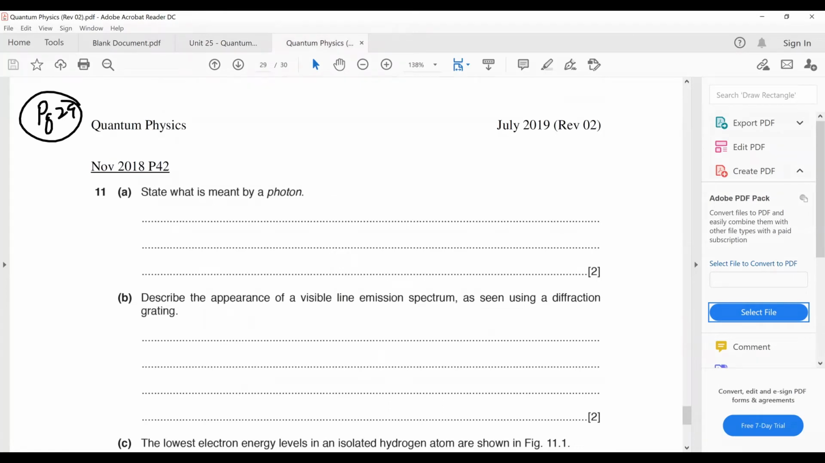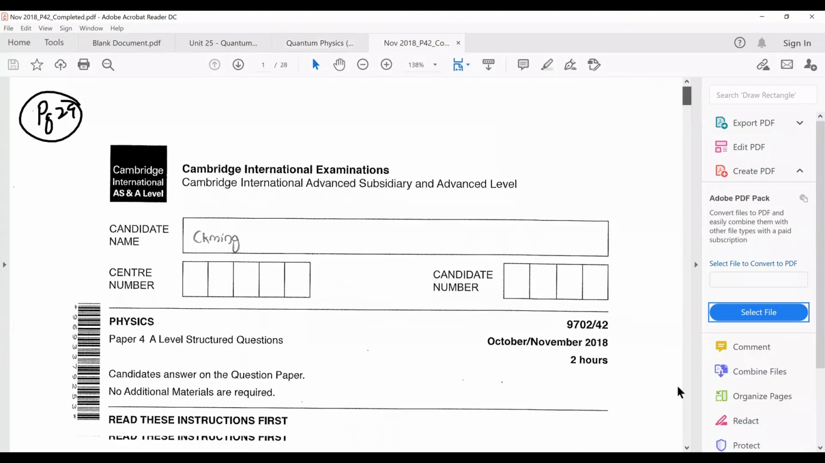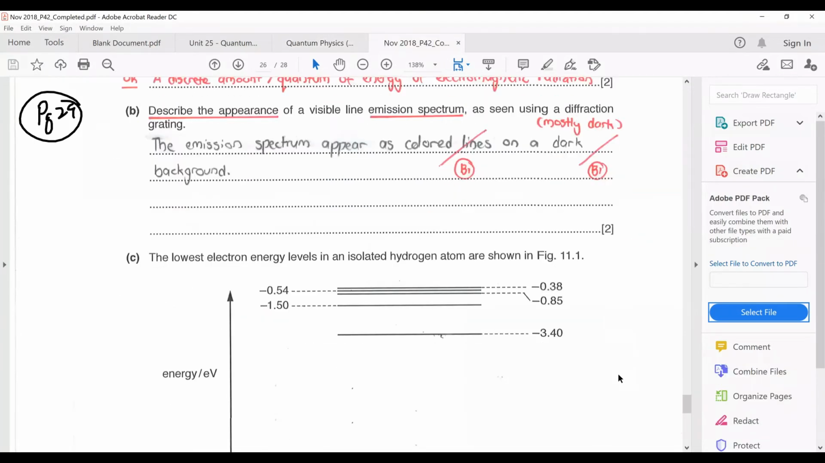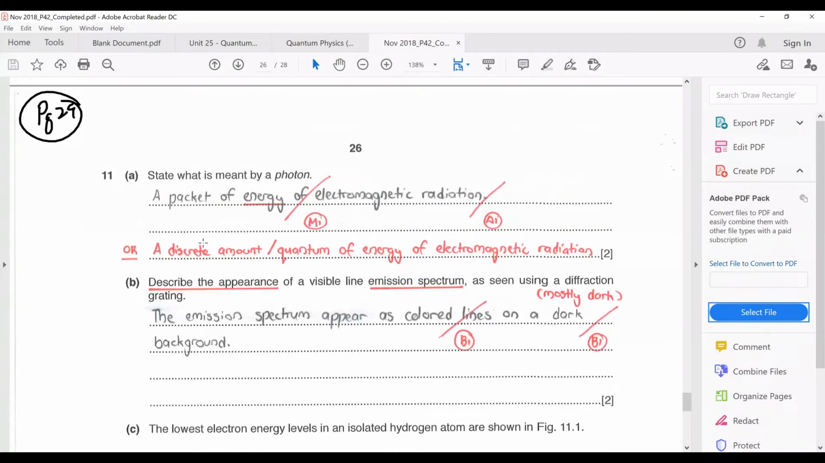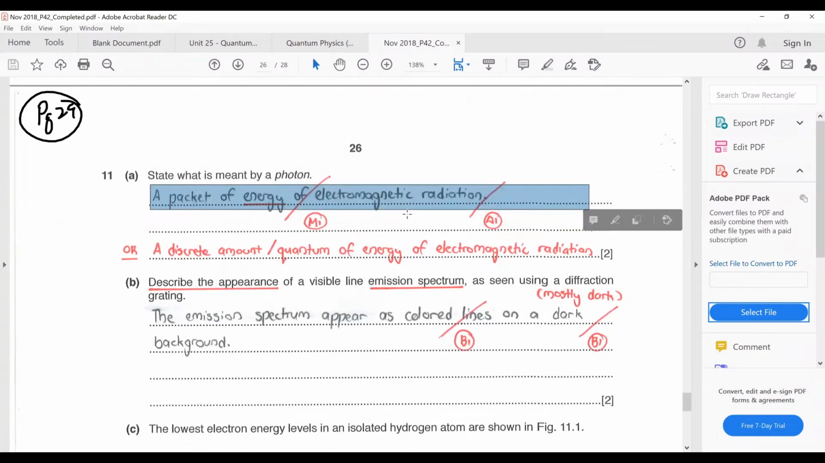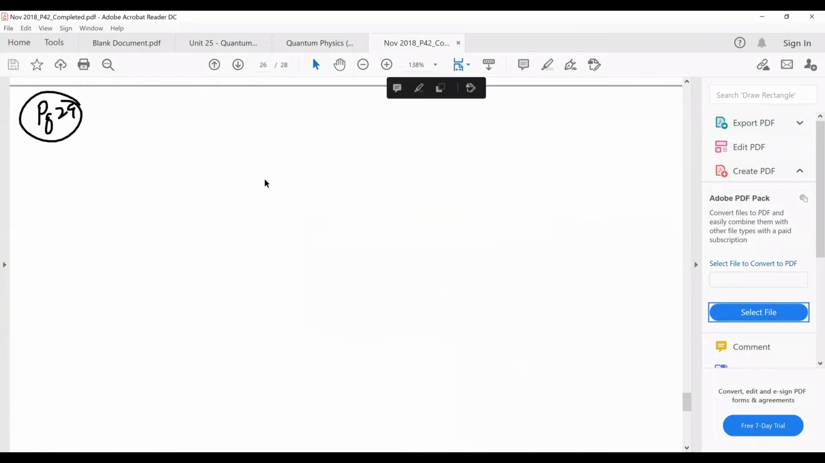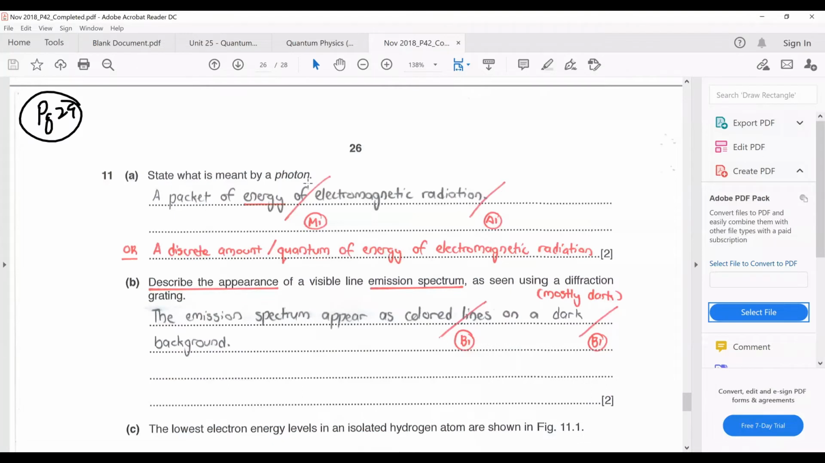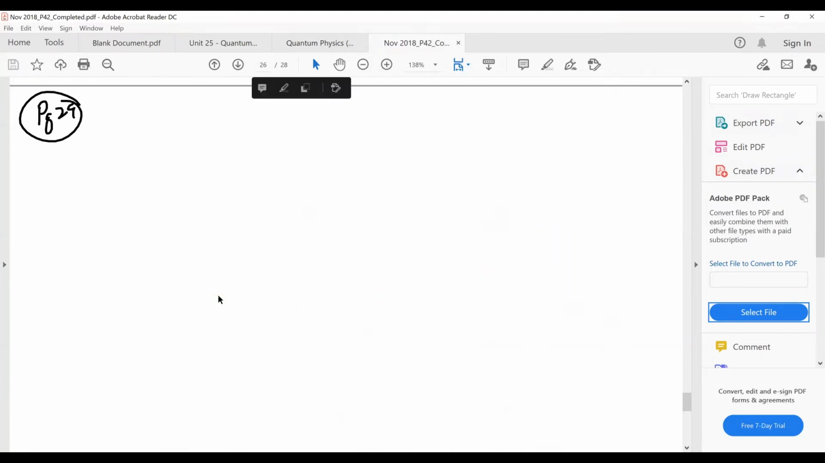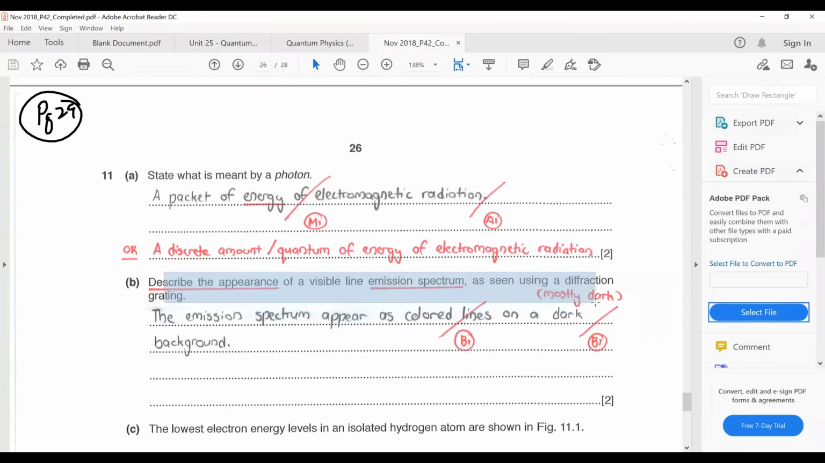This one is November 18 P42. There is one part that asks you to describe what is meant by photon. We've done that before. Is this a packet of energy of EM radiation, or electromagnetic radiation? I would suggest you write the terms in full. Please practice writing your things in full. EM radiation people would know, but I would suggest you write it in full: electromagnetic.